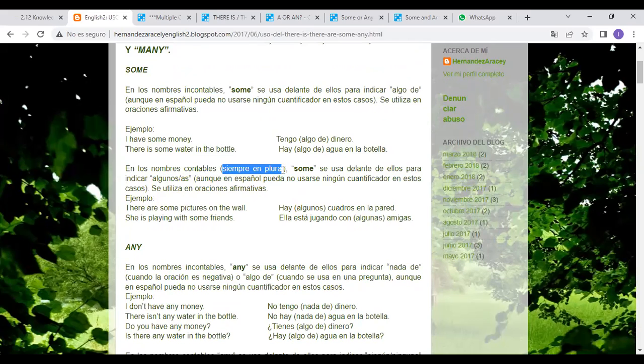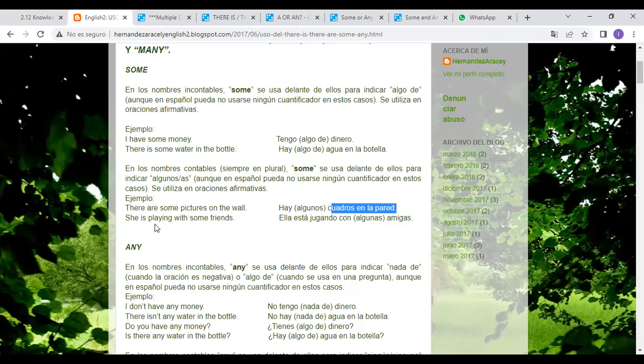Siempre en plural, ¿ok? En este caso, some va a significar algunos o algunas, ¿ok? Y siempre lo utilizamos en oraciones positivas. For example, there are. ¿Se dan cuenta? Pasamos del there is, que era singular, al plural. There are some pictures. Exactly, some pictures on the wall. Hay algunos cuadros en la pared.